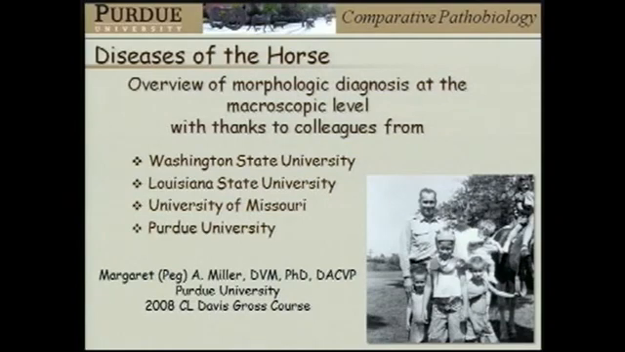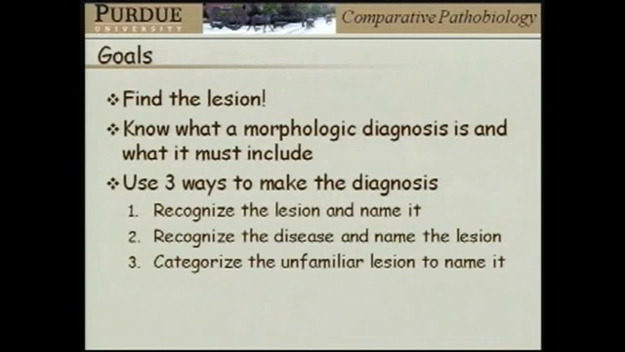So with that, we'll get started. We're going to look at diseases of the horse in 3 segments. The first segment will be an overview of the process of making a morphologic diagnosis. The goals with this first presentation will be to find the lesion in the picture, to understand what a morphologic diagnosis is and what it has to include, and to make the morphologic diagnosis in 3 ways.